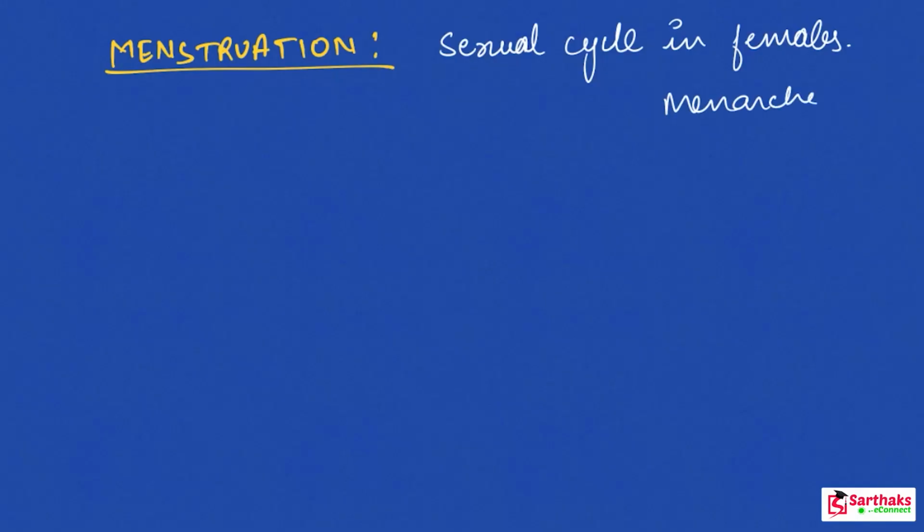So what do we mean by menstruation? Let me explain. Actually, the sexual cycle in a female or woman is known as menstruation. Menstruation, or the menstrual cycle, starts at the age of puberty. The starting of the menstrual cycle is known as menarche. Menarche is the starting of the menstrual cycle, and it starts when the girl is at the puberty age.